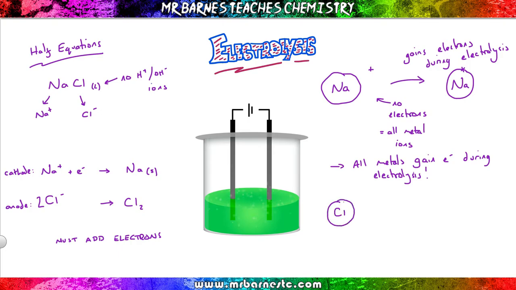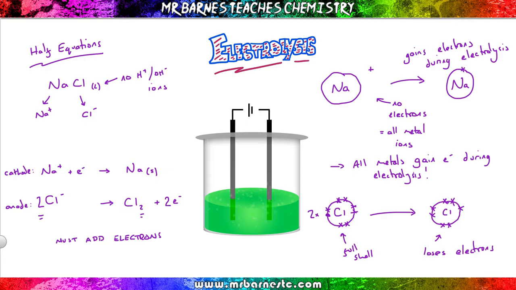And we can do the same with our anions. So if we draw a chloride anion, it's got a full shell because they've gained electrons, and we have two of them. On the right-hand side, I have my chlorine atom, which has lost an electron. Now that's going to become Cl2, it's going to become diatomic, but the key thing is it goes back to having lost that electron. So as you can see from my half equation, I'm going to put an electron on the right hand side. Now because I've got two chlorine ions, I've got to lose two electrons, so I put +2e- on the right hand side.